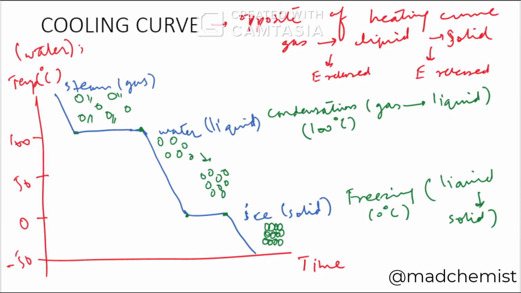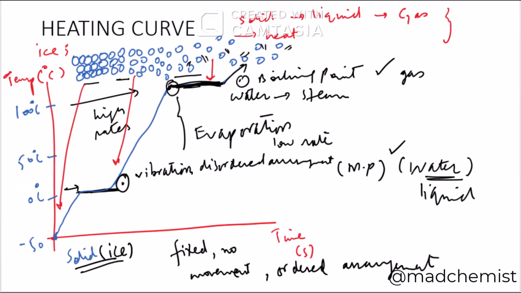The water is moving from its gaseous form, that is above 100 Celsius, to its solid form, that is below 0 Celsius. And in the same way, we can discuss the example of ice and the heating curve as well, where the particle arrangement changes from 0 Celsius to 100 Celsius.